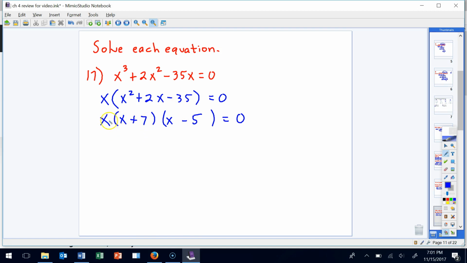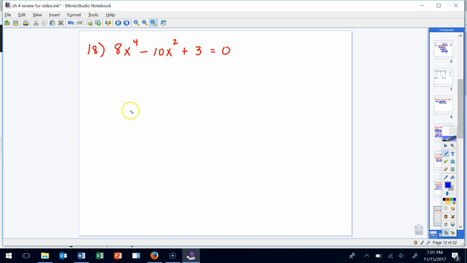So now let each one of your factors, remember we're looking for three solutions, let each of these factors equal 0 and solve for x. If you let x plus 7 equal 0 and solve, you're going to get x is negative 7, and here you're going to get x is positive 5. So these are my three solutions for number 17. Okay, number 18.